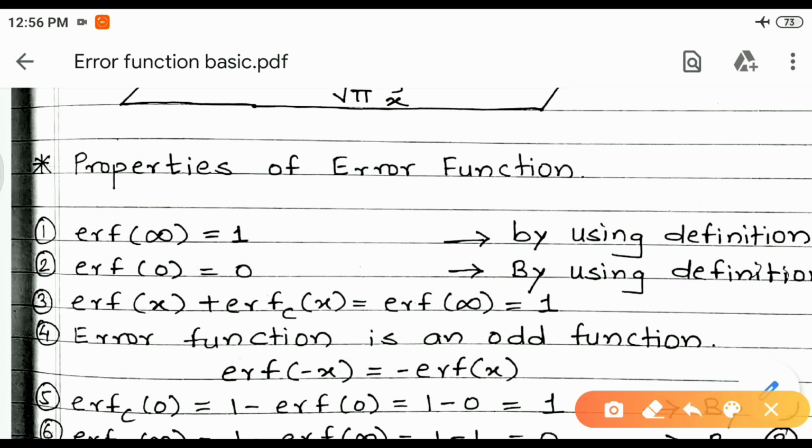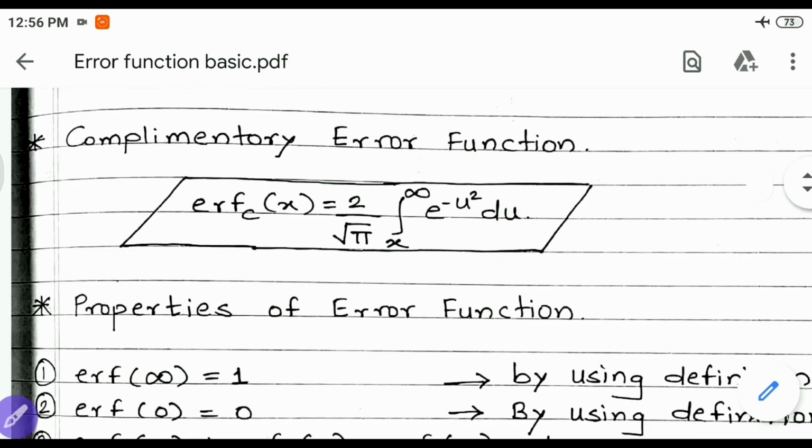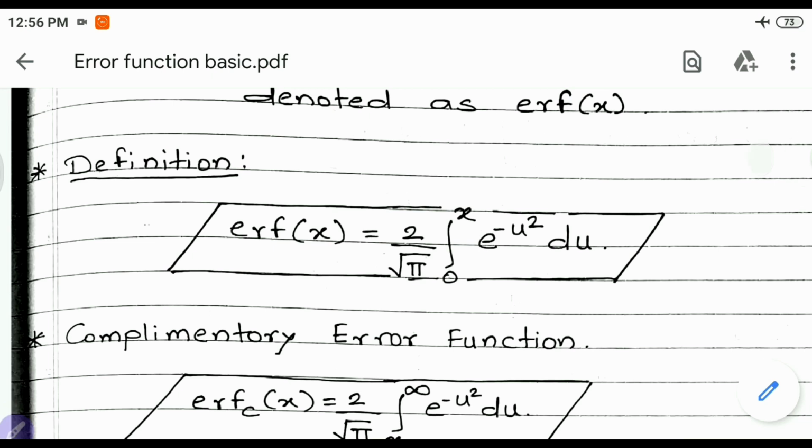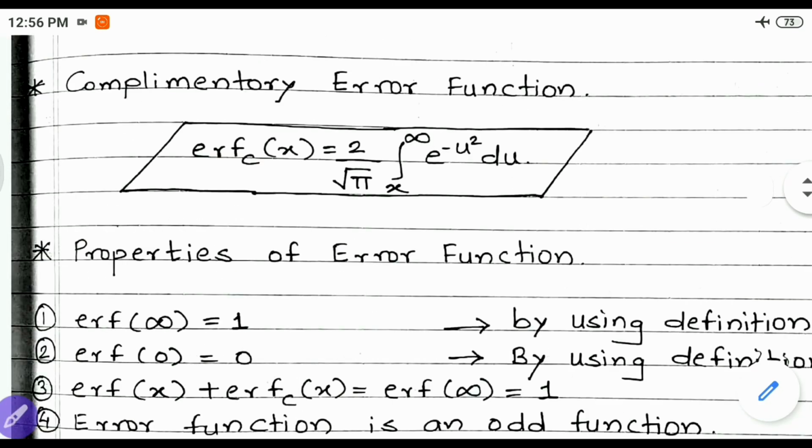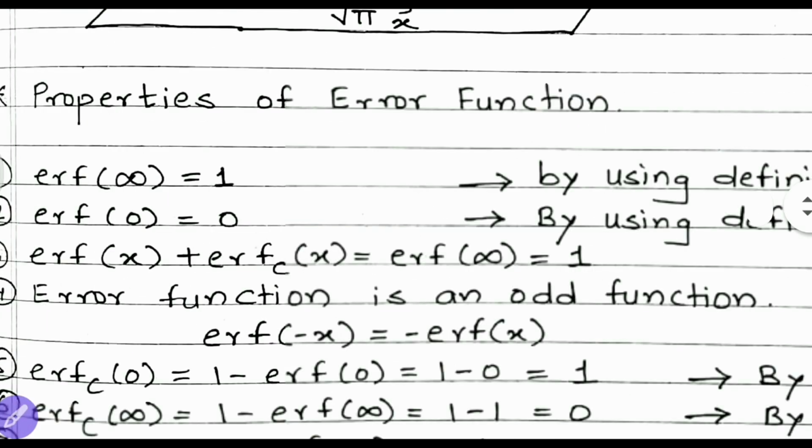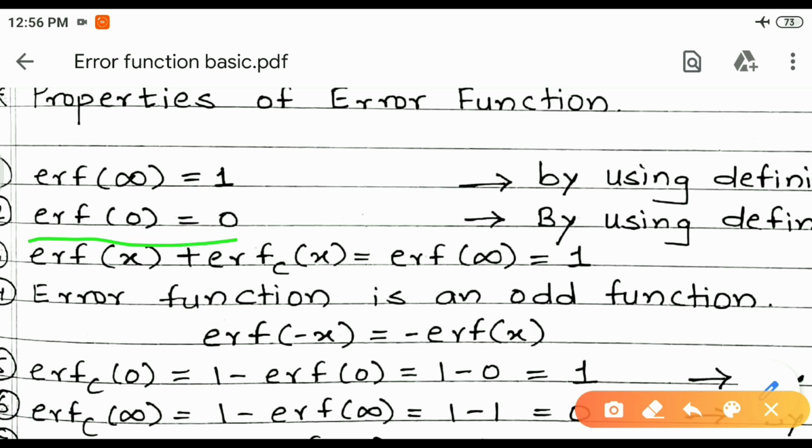Then the next is the error function of 0. Again in the definition, if you put x equal to 0, it will look like 2 upon root pi, 0 to 0, e to the power minus u square du. If both the limits are the same, the answer will be 0. That's why the error function of 0 is 0. This is a very important property again. By definition we can easily prove it.